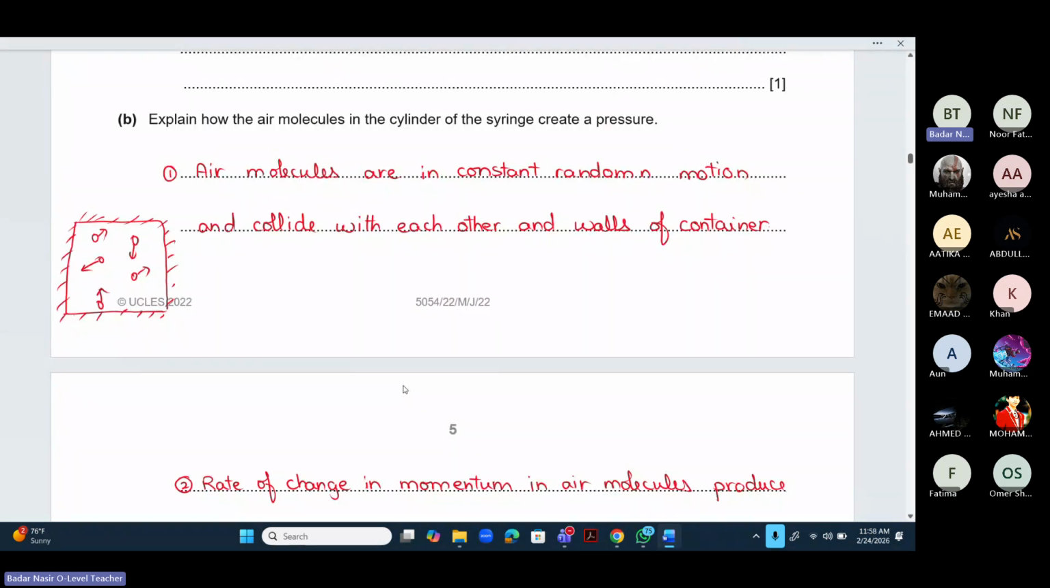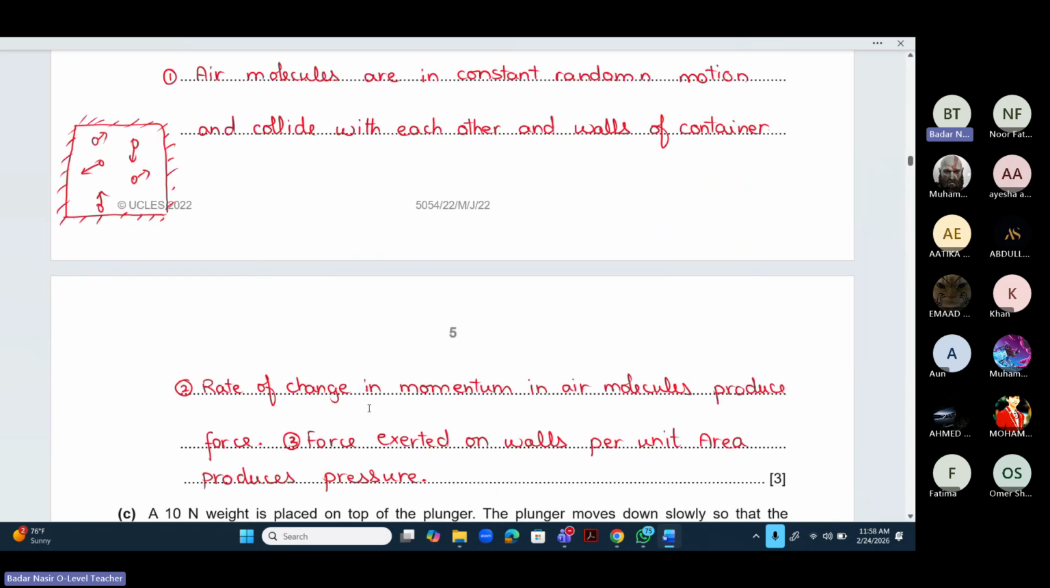प्लीज बेटा ये की पॉइंट है, ये 3 मार्क का बहुत फ्रिक्वेंटली एग्जाम में क्वेश्चन आता है कि बताओ हाउ द एयर मॉलिक्यूल्स इन सिलेंडर क्रिएट अ प्रेशर। एयर मॉलिक्यूल्स आर इन कांस्टेंट रैंडम मोशन, they collide with each other and walls of container. Due to the rate of change of momentum in air molecules, it produces force. क्योंकि हमने force की definition पढ़ी हुई है ना कि force is the rate of change of momentum. And when they exert force per unit area on the walls, that produces or causes a pressure.